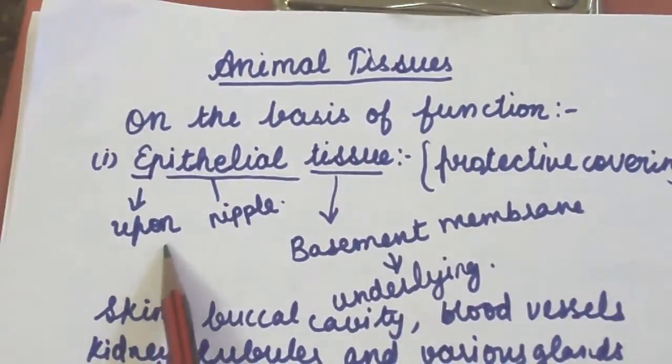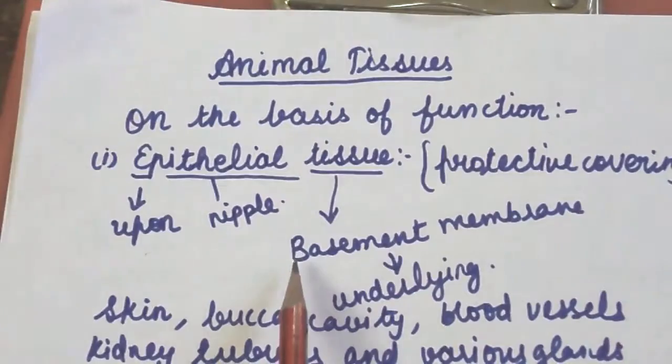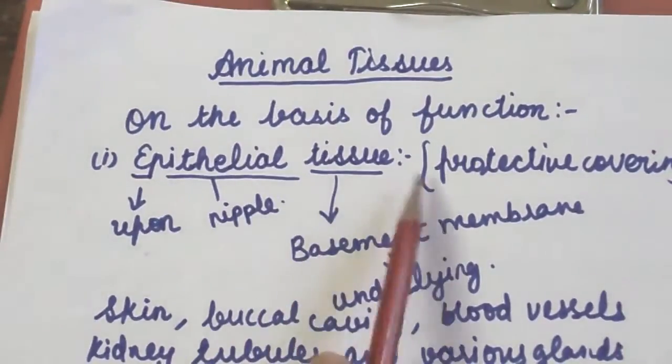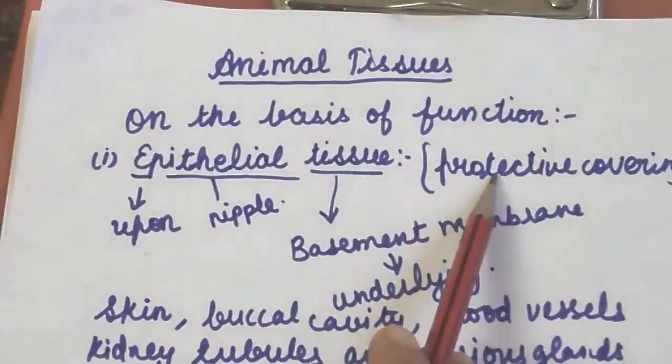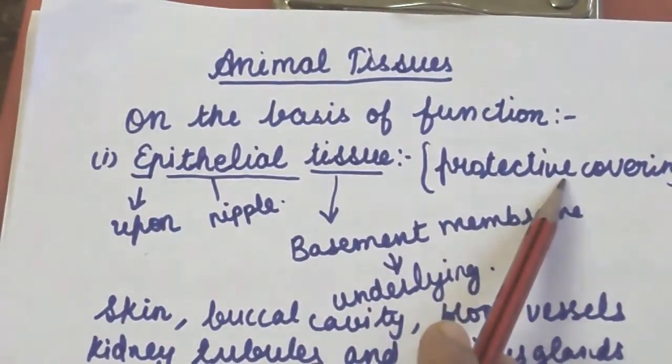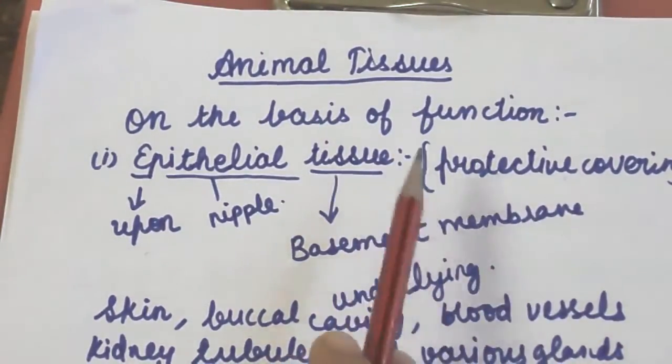Epi means upon, thelial means nipple and tissue means the group of cells having the same origin. Epithelial tissue means protective covering. It is the simplest type of animal tissue that occurs as a protective covering of all external and internal surfaces of the animal body. Due to this, epithelium is also called the covering tissue.